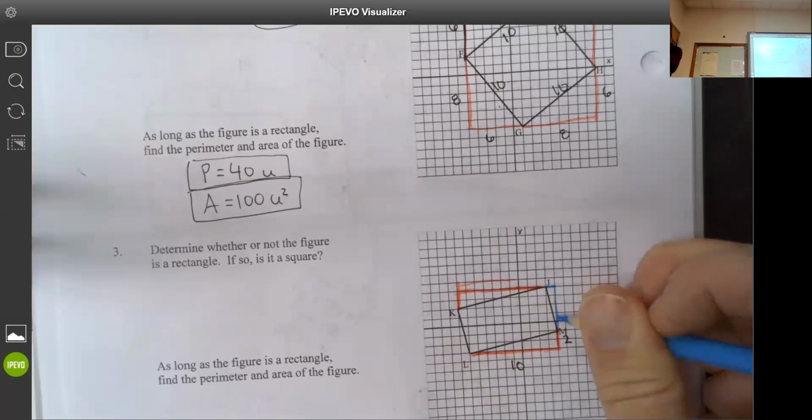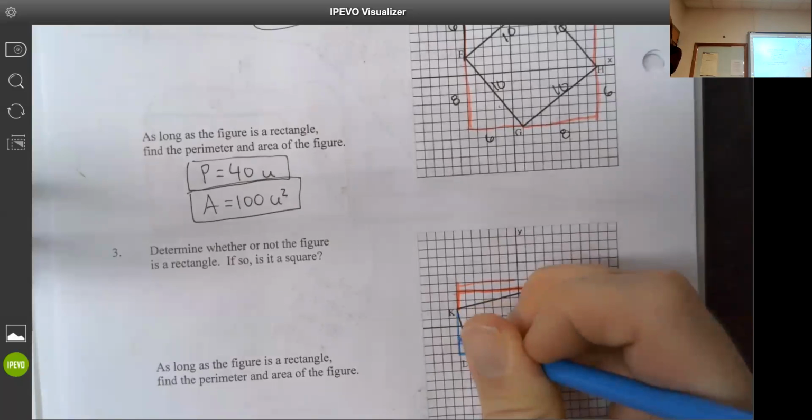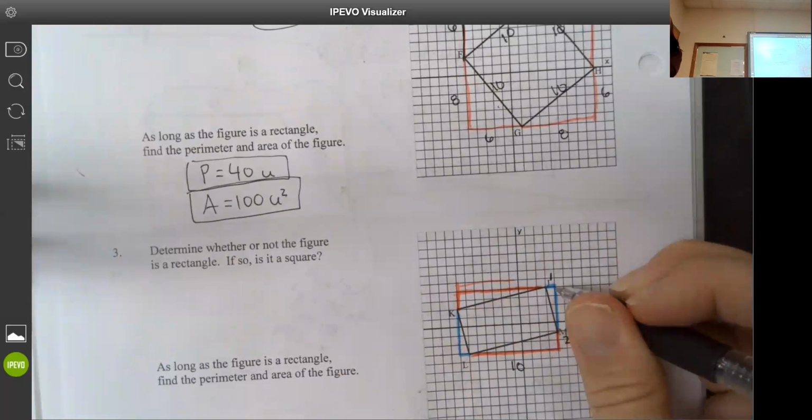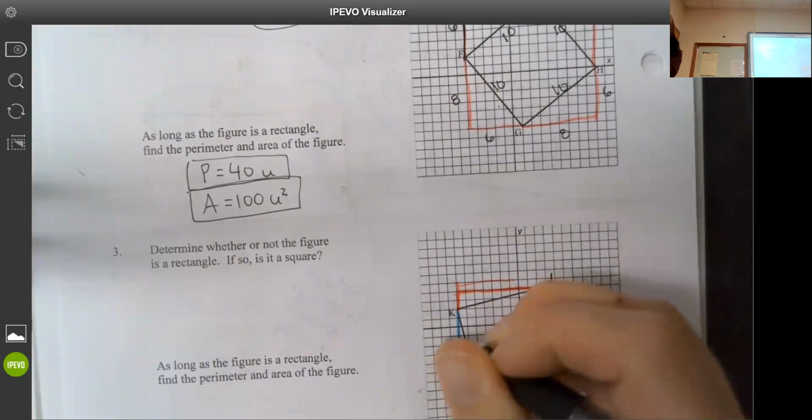This one's a little tricky. It's 1 by 5, this little sliver of a triangle here. And that last one, it's 1 unit long here, and 1, 2, 3, 4, 5. You've got to count that last little bit.